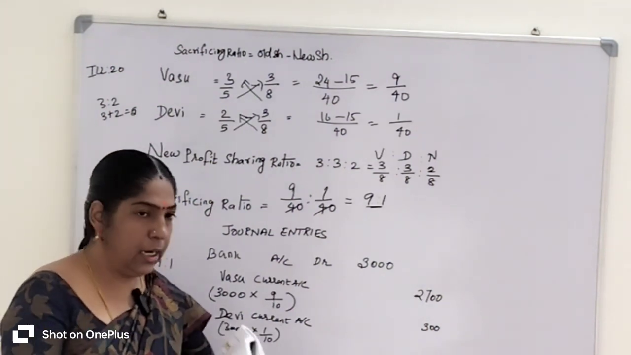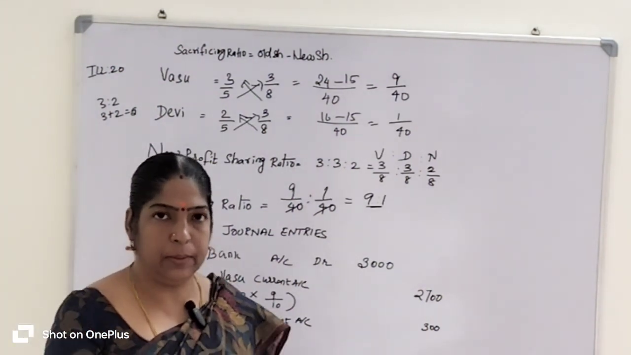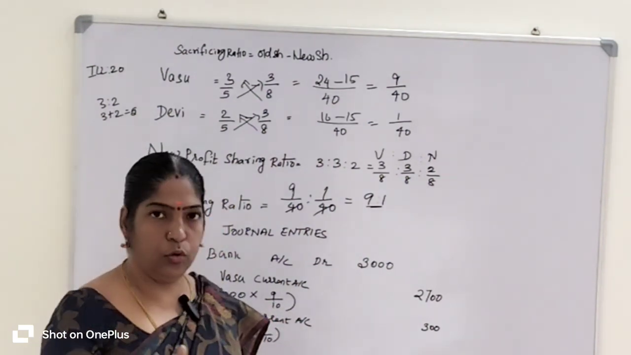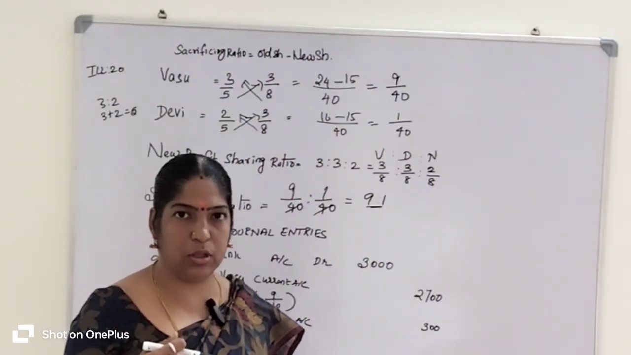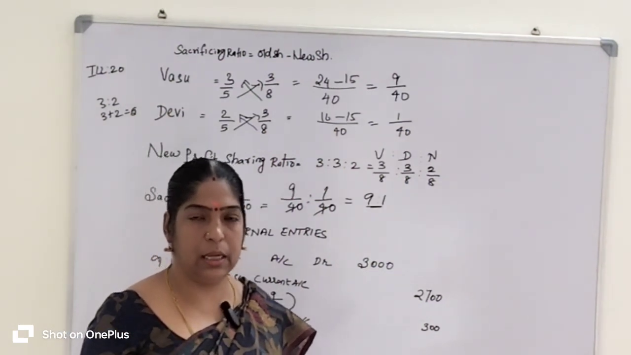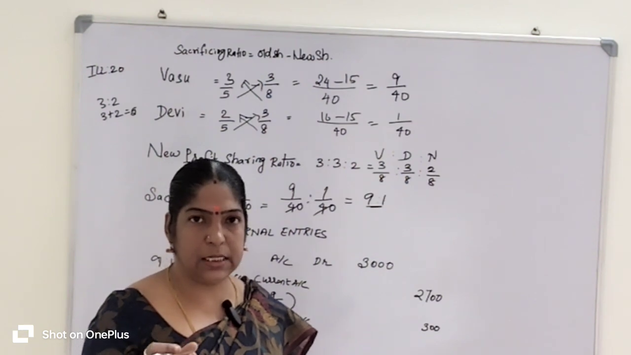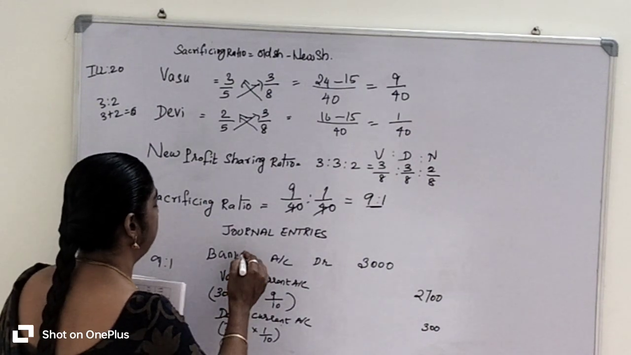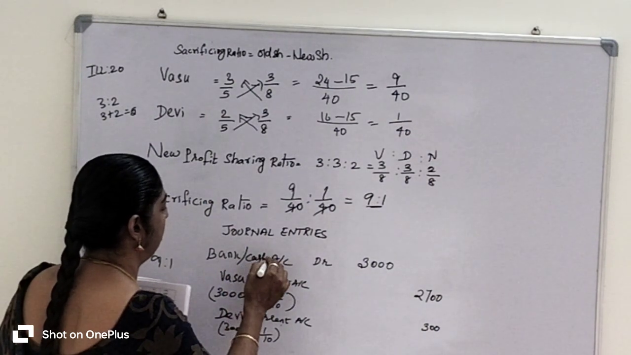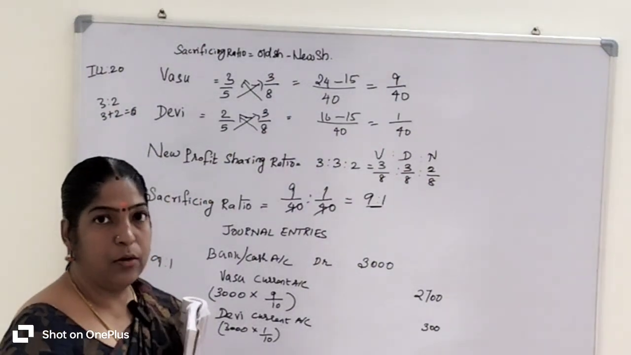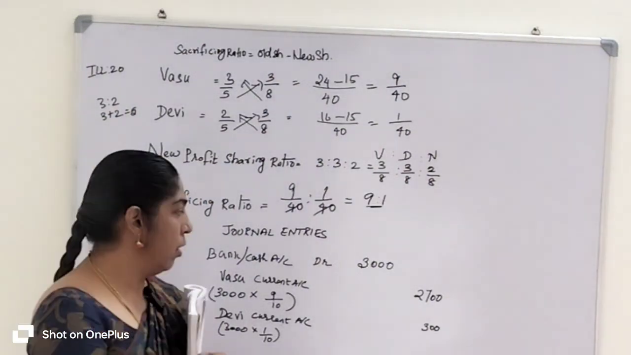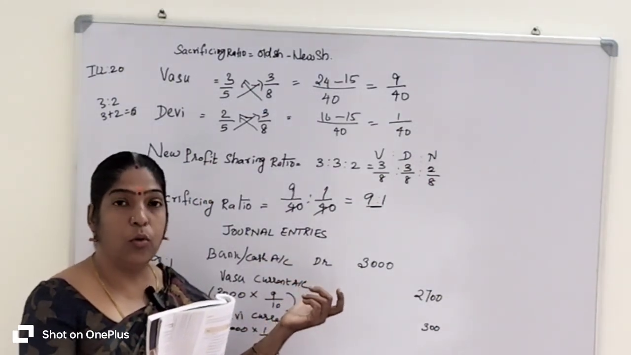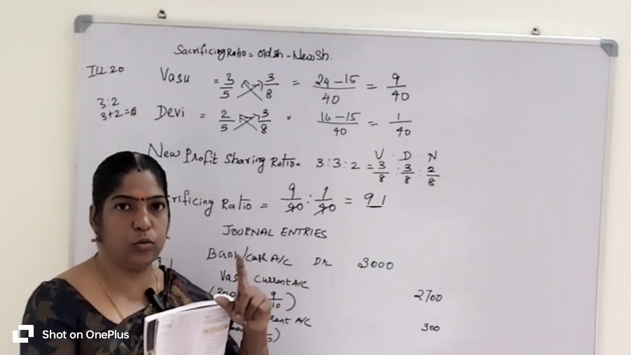Who is the new partner? Nila is the new partner. She brings the goodwill amount of 3,000 rupees, so cash comes into the business. If cash comes into the business, what is the journal entry? Cash is the receiver, so debit the receiver. You can write bank account debit or cash account debit, 3,000 rupees. What account is to be credited? Bank account is to be debited, and old partners' current account is to be credited.